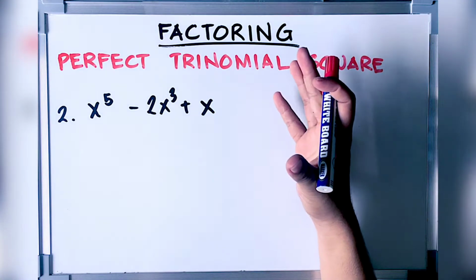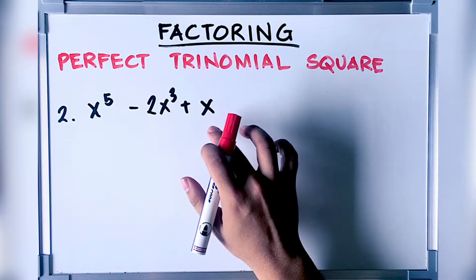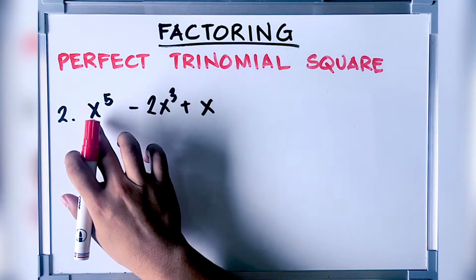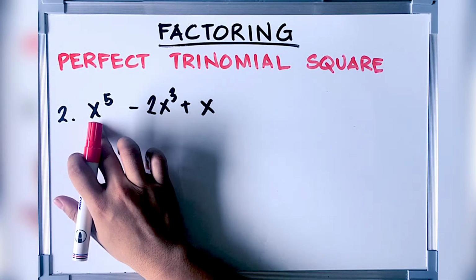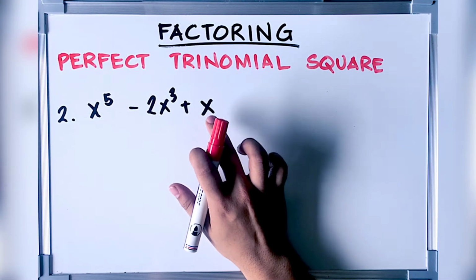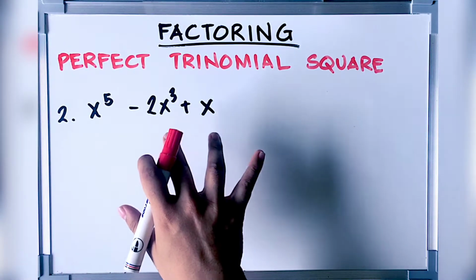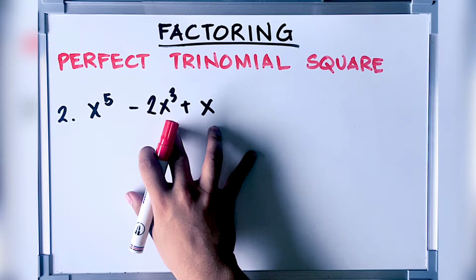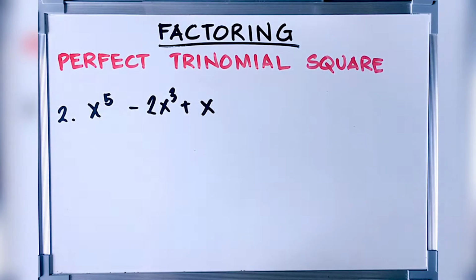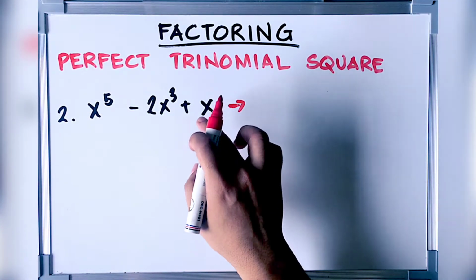So, itry naman natin itong example na to. X to the fifth minus 2x cubed plus x. So, tingnan natin kung yung first and yung last term niya ay perfect square. So, yung first term niya, x to the fifth, is not perfect square. Yung last term niya na x is not also a perfect square. So, pagka ganitong case, try muna natin kung pwede siyang gamitan ng common monomial. Which is, pwede siya dito. So, ang common monomial nitong equation na to is x.